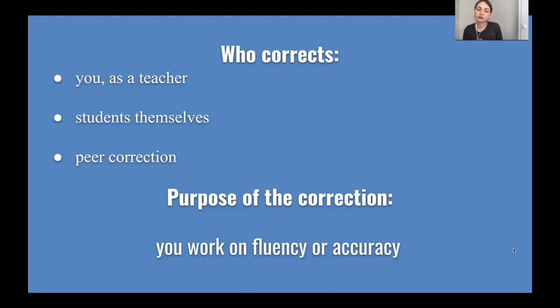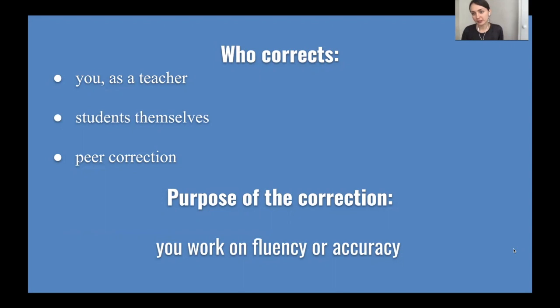Then you need to also remember the purpose of the mistakes correction and whether you work on fluency or accuracy. For example, if you are doing a grammar exercise, you just discovered some grammar construction, and then you're doing exercises, and you're working here on accuracy. You need your student to remember that this construction works this way. So you may correct your student's mistakes. Here you work on accuracy.